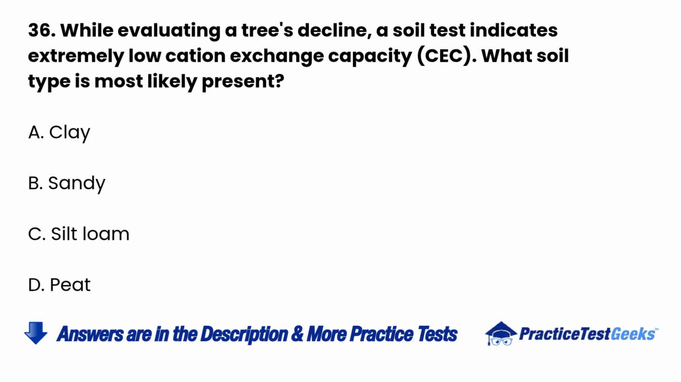36. While evaluating a tree's decline, a soil test indicates extremely low cation exchange capacity (CEC). What soil type is most likely present? A. Clay. B. Sandy. C. Silt loam. D. Peat.